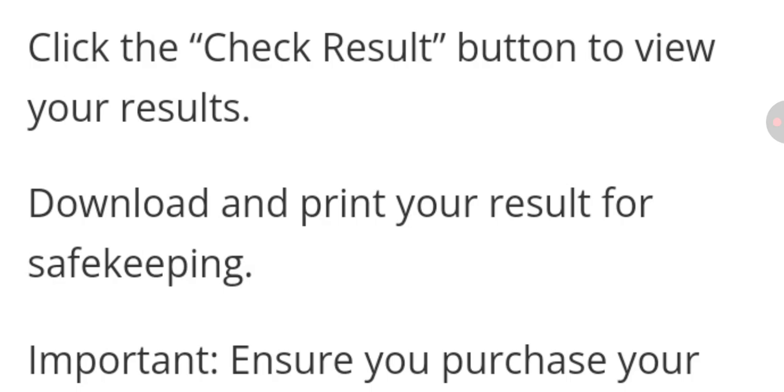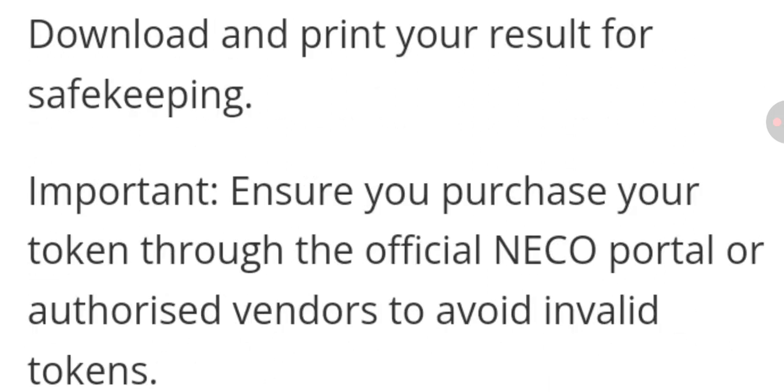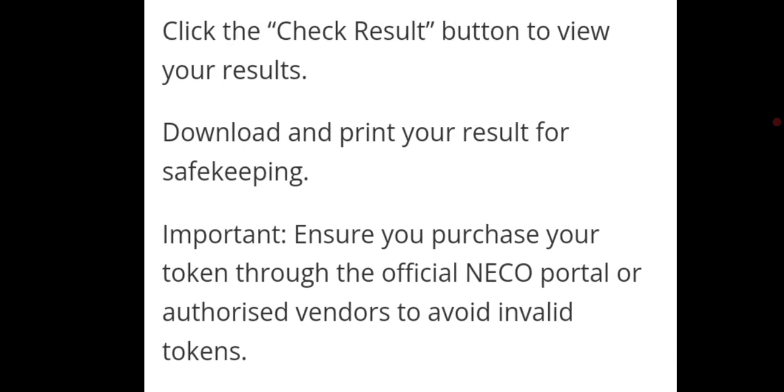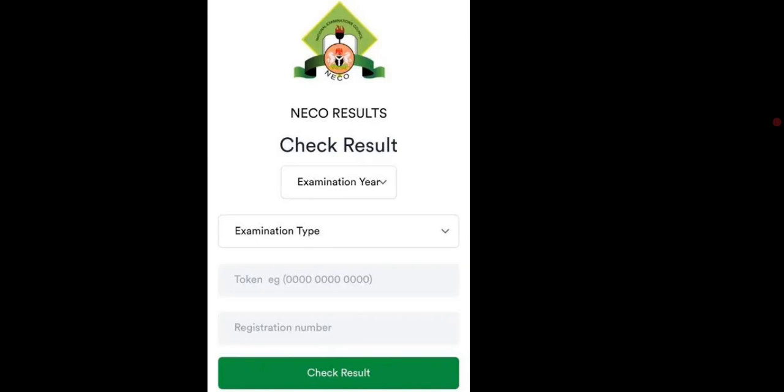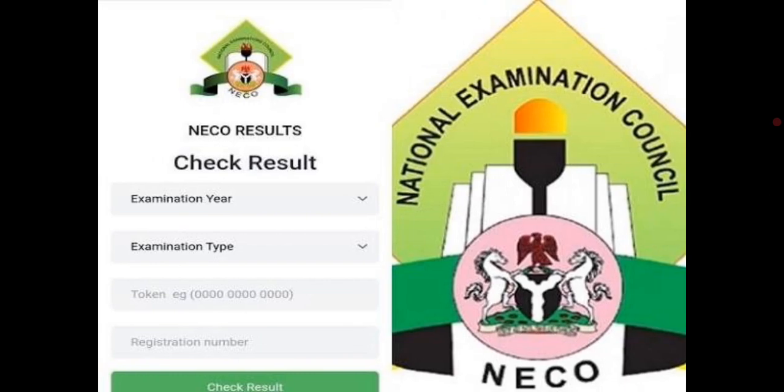There you can download it, or you can screenshot it, or you can print it. If you have no printer, you go to a cyber cafe and tell them to print for you. Ensure you purchase your scratch card from a verified vendor or from the NECO portal. It's very, very simple. If you have not gotten this point, let me know. You can go back now, watch this video again, and follow it step by step.